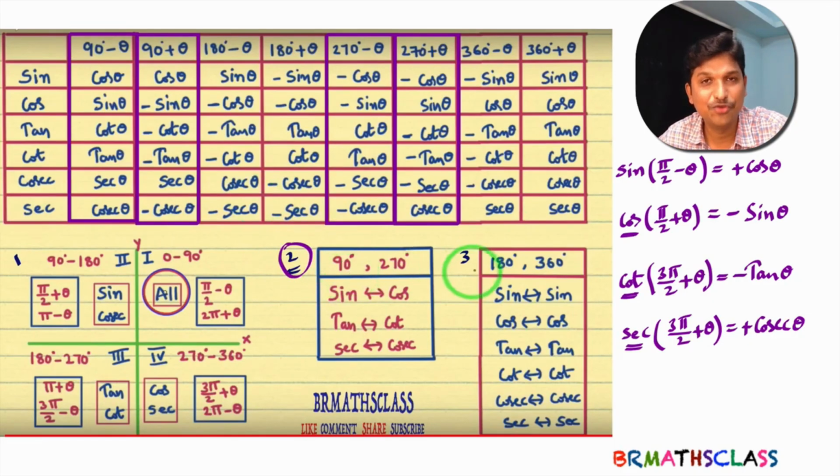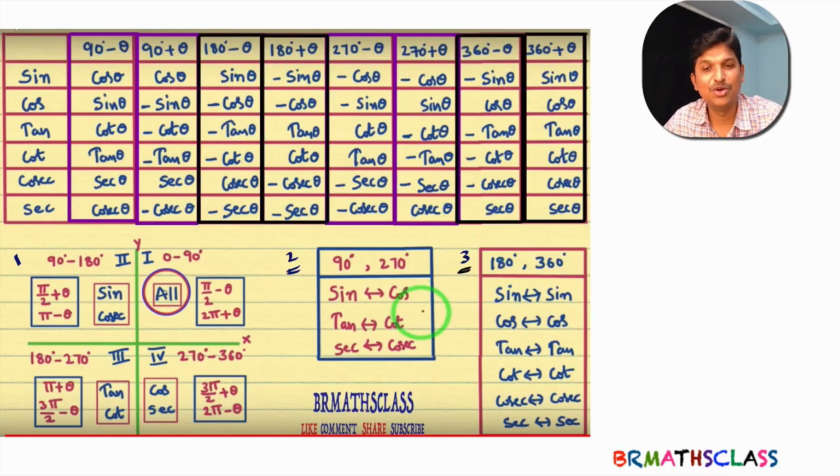Now we will see another 4 columns. Now you see this third one. Whenever you see 180 degrees, 360 degrees, then the function remains the same. Sine remains sine only. Cos, cos only. Tan, tan. Cot, cot.